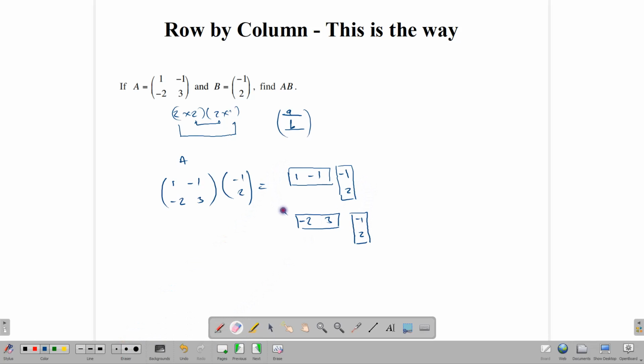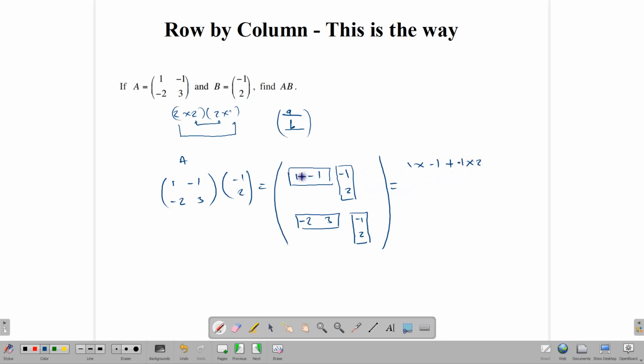This process is just repeated according to how many rows and how many columns the matrix has. In multiplying, we go first to first, second to second. So here we have 1 times -1, and -1 times 2. We always use a plus to join them. So 1 times -1 plus -1 times 2.